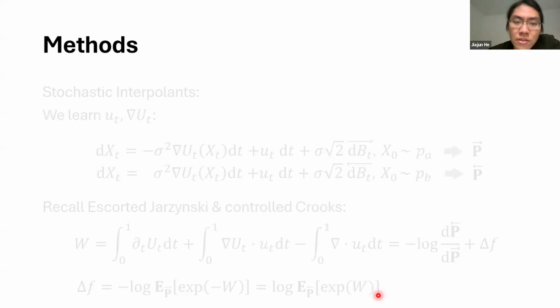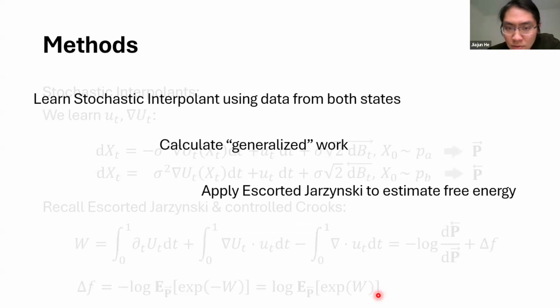Yeah, so in summary, the method from a very high level is like you want to use stochastic interpolants to learn this transport between two sides, and then calculate this generalized version of work, and finally we use this escorted Jarzynski or controlled Crooks version of the theorem to calculate the free energy difference.